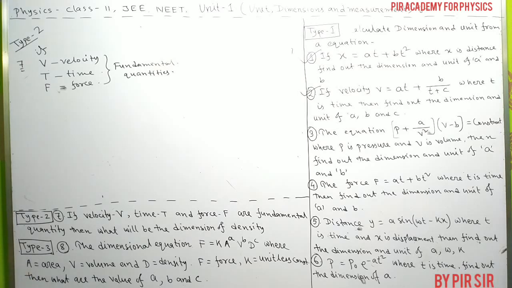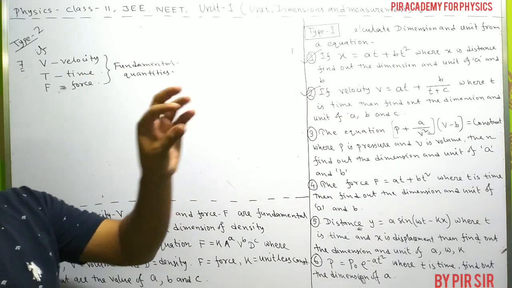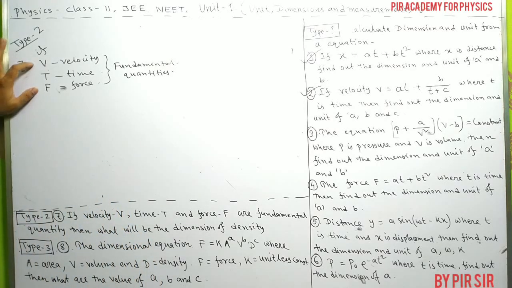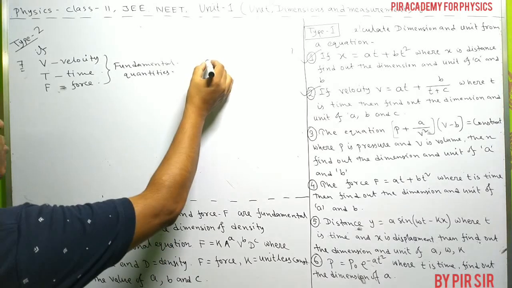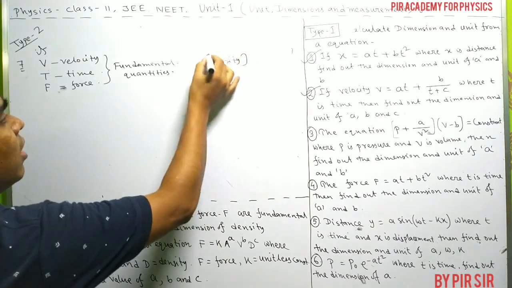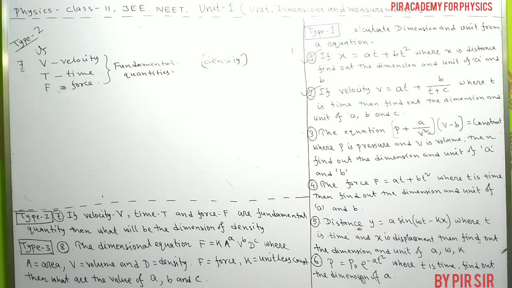If you know that mass, length, time are fundamental quantities, but if you take this as a fundamental quantity, then what will be the dimension of density? What will be the dimension of density?